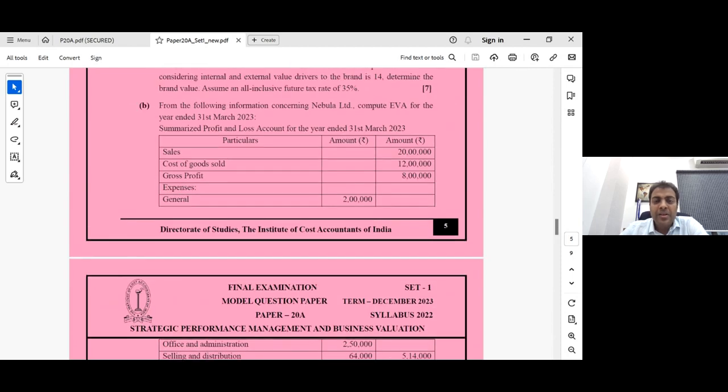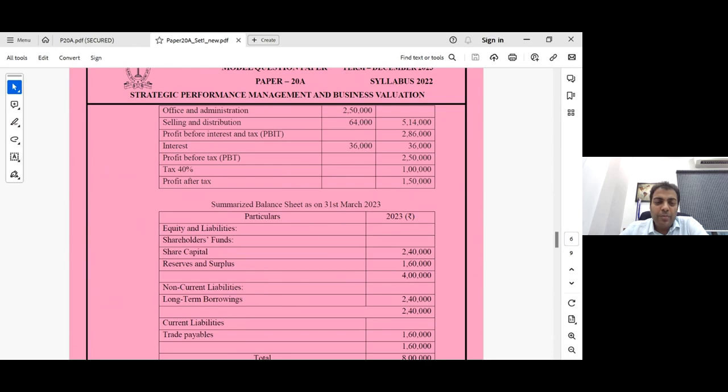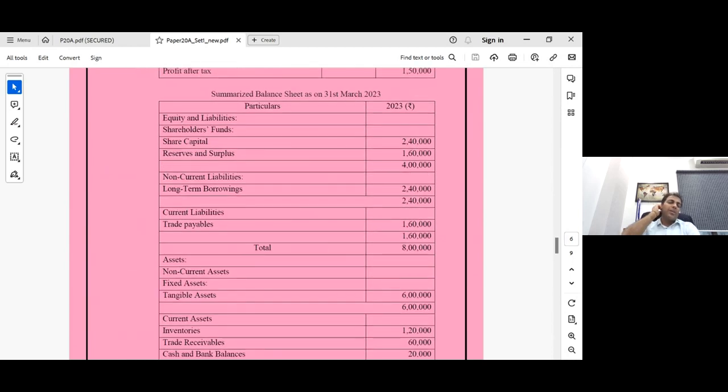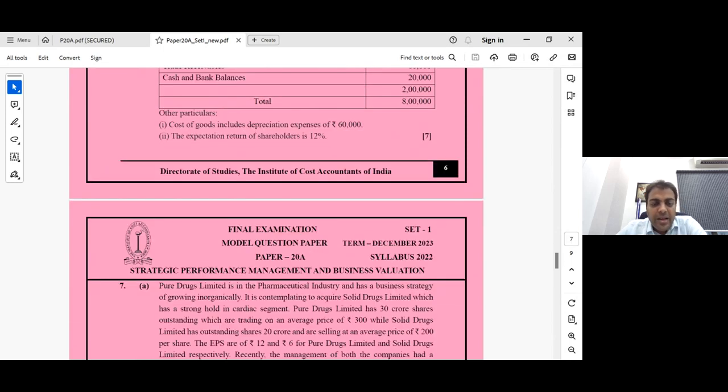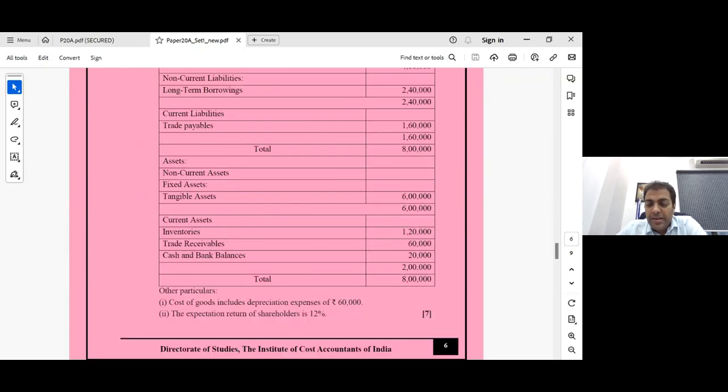Like I said earlier, the next question is asking you to compute economic value added. It gives you the P&L statement, right? You know what adjustments you have to make here. It gives you the balance sheet. So you know from the balance sheet you can calculate the current cost of capital. And you get to the value of EVA.